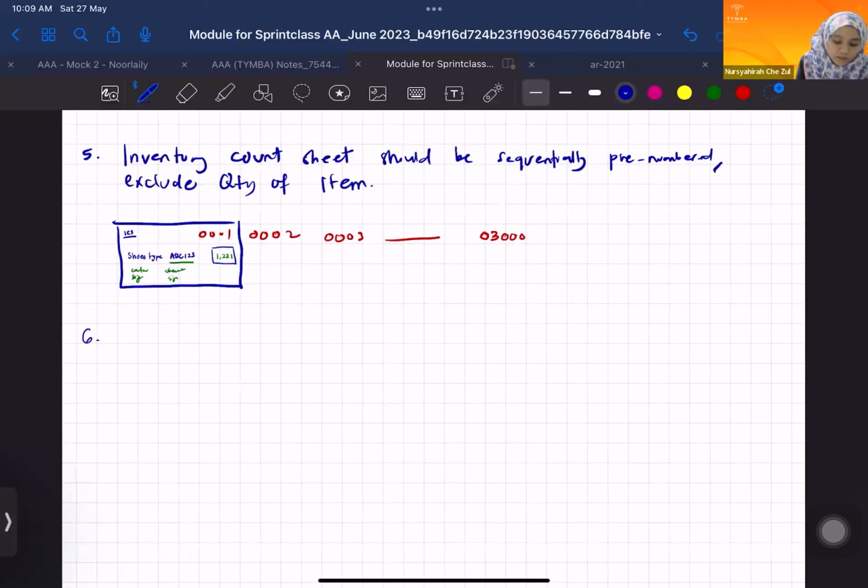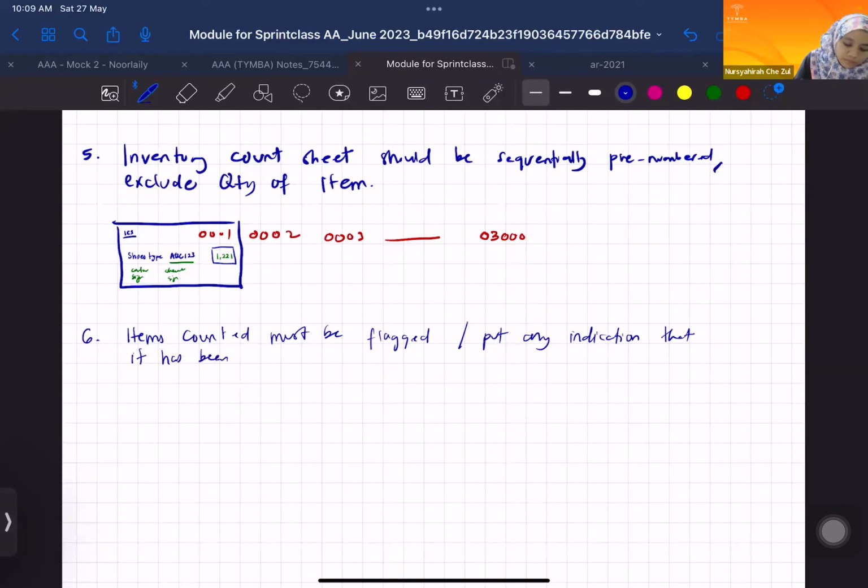Number 6, items counted must be flagged, or you put any indication that it has been counted. It could be in the form of sticky notes. Why do we do this? Because we want to avoid double counting.